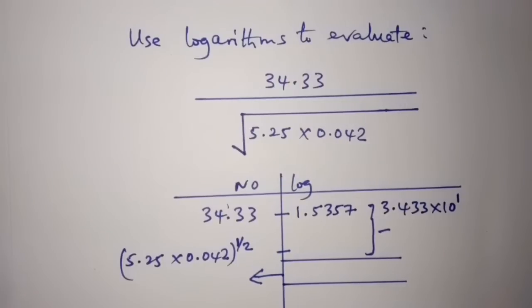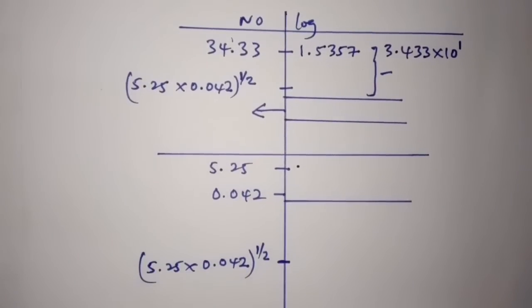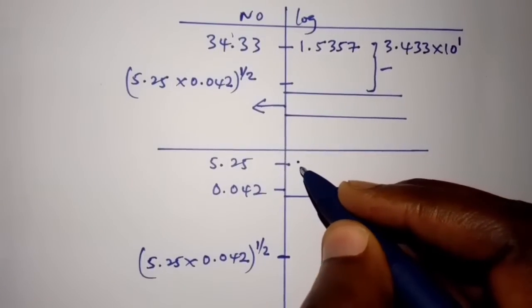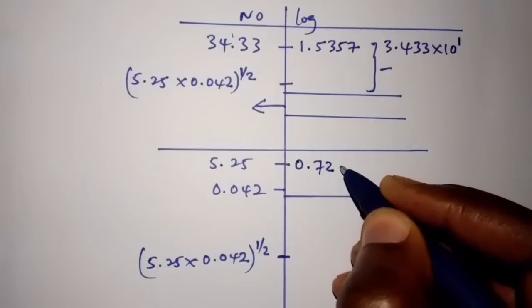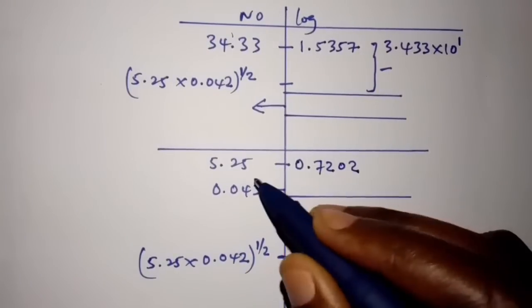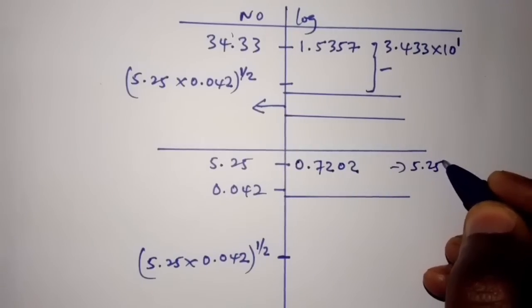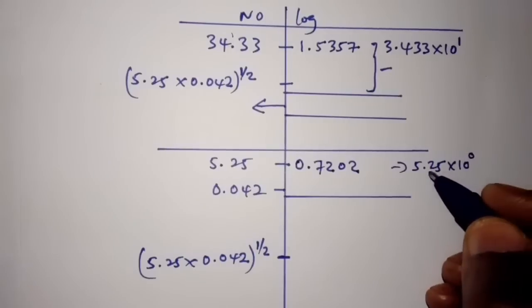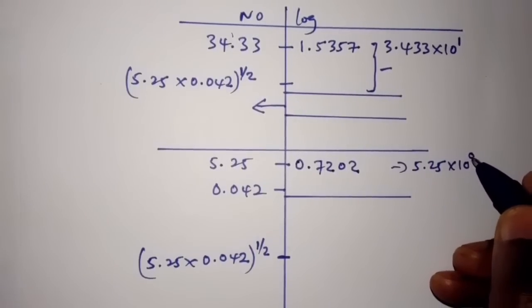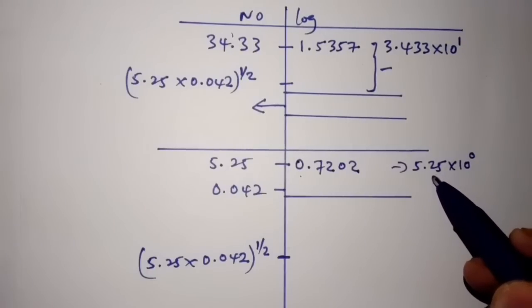5.25. The log of 5.25 from the log table is 0.7202. The standard form of 5.25 is 5.25 times 10 power 0. 10 power 0 is just like 1. So it is 1 times 5.25, which is still 5.25. So this 0, we bring it here. It is 0 here. We bring it here.